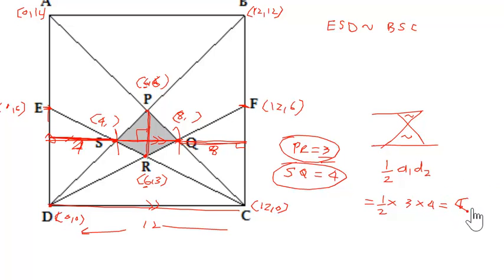So the area of the shaded region is 6, and the area of the square is 12 into 12, which is 144. The required ratio would be 6 divided by 12 into 12, or 1 by 24. This is the answer. So guys, as you can see, the application of coordinate geometry is very important. For such questions which have symmetry and 90 degree kind of things, you can definitely crack a hard question by applying coordinate geometry.